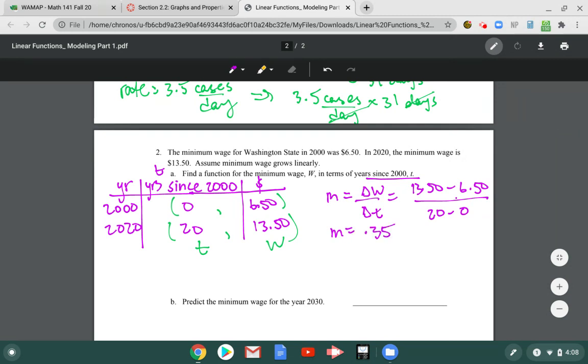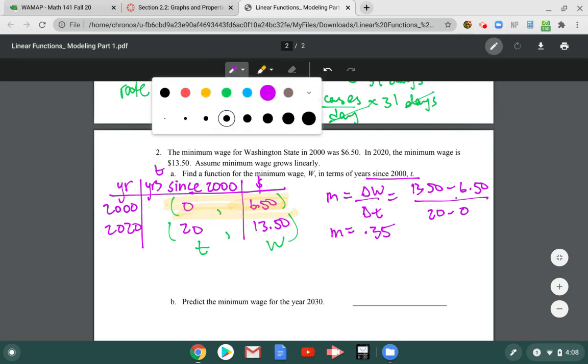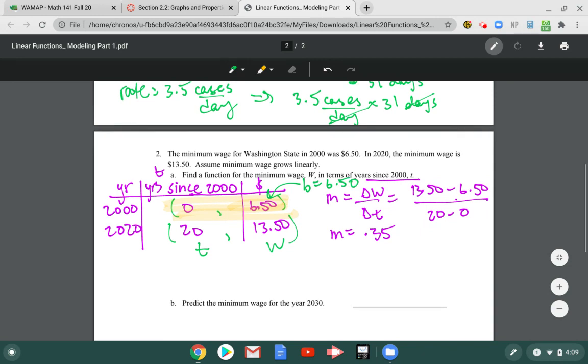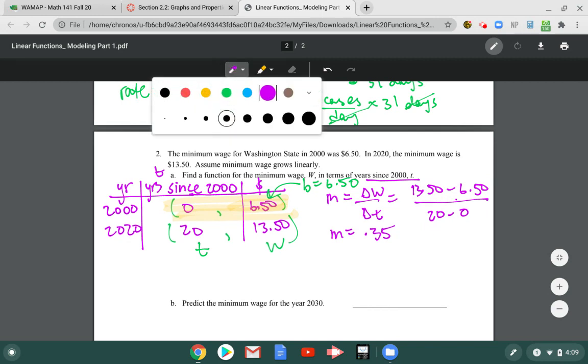Now we've got two choices. I mentioned using the point slope formula, which would work. But if I take a look at this first point, it is a y-intercept. So instead of using the point slope formula, I'm ready just to throw this into slope-intercept. B is equal to $6.50. So let's go ahead and throw this into slope-intercept form.